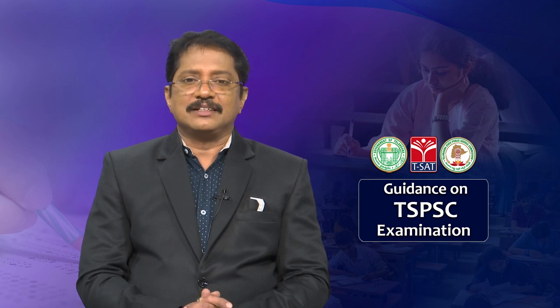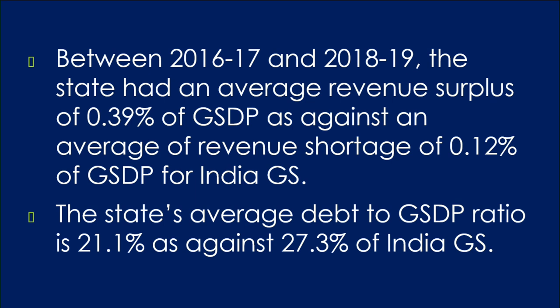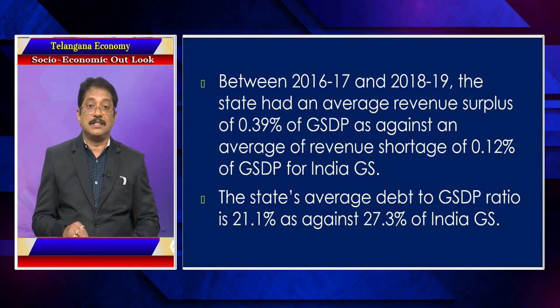Between 2016-17 and 2018-19, the state had an average revenue surplus of 0.39% of GSDP, as against an average revenue shortage of 0.12% of GSDP for India. This is a very important thing. Nationwide there is a shortage of 0.12%, but in Telangana there is a surplus revenue of 0.39% of GSDP. That's the achievement of Telangana.